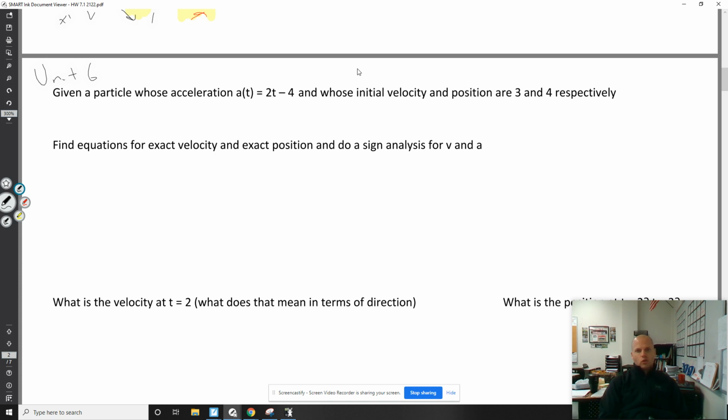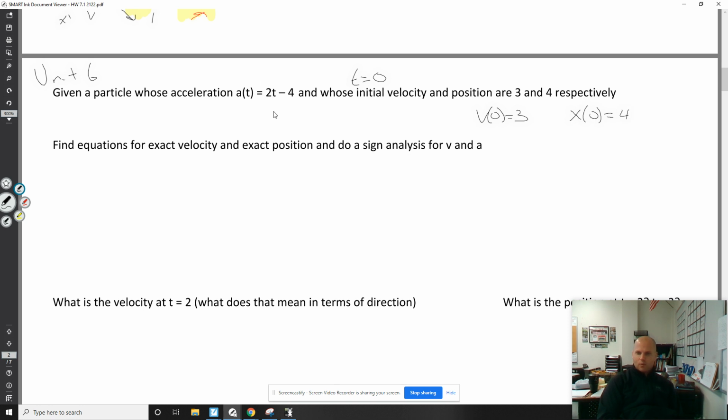So initial means at time 0. Now, again, all of these questions is a dude moving right and left, okay? So I'm just reminding you to keep that in your brain. If my initial velocity is 3, that means my v of 0 is 3. If my initial position is 4, that means my x of 0 is 4.